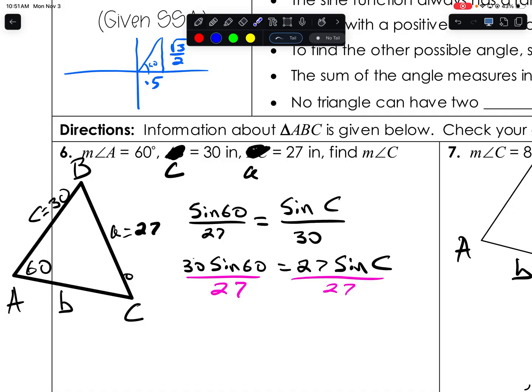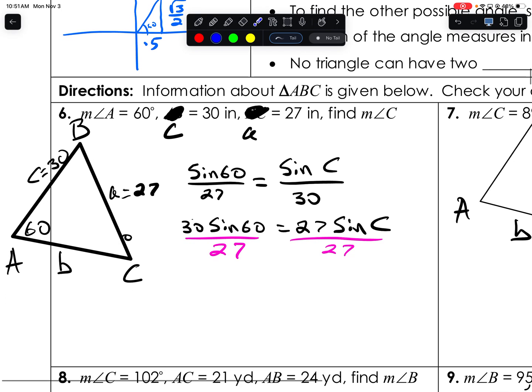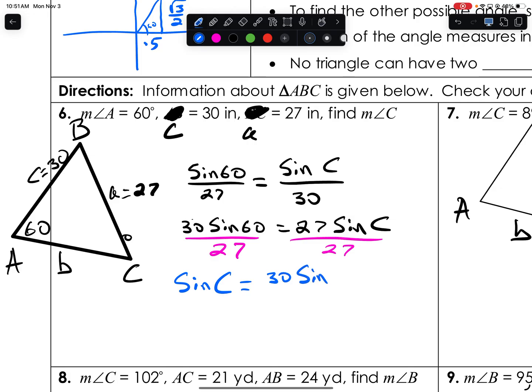So does that mean you could substitute root 3 over 2 in for sine 60? Yes, literally. Especially if it's sine of 30, then it's just 0.5, and that's really easy. It's handy. Okay, so let's write it like this: sine C equals 30 sine 60 over 27. Put that in your calculator, 30 sine 60 divided by 27. Tell me what you get.